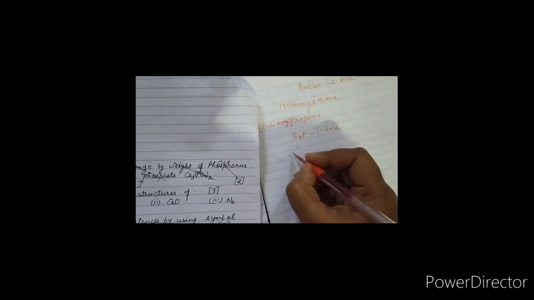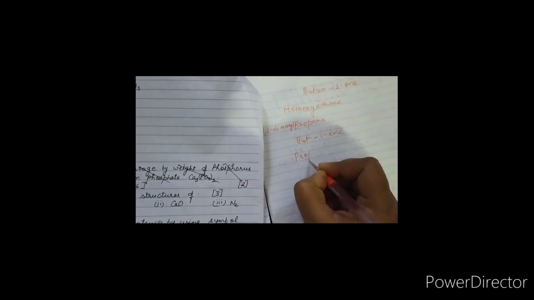Here you have a triple bond, so numbering will be done from the right hand side, and the root word here is 1, 2, 3, that is prop. Triple bond is again at first position, so we will write 1, and for triple bond we use the suffix -yne, so we will write prop-1-yne. So these are the IUPAC names of the given compounds.